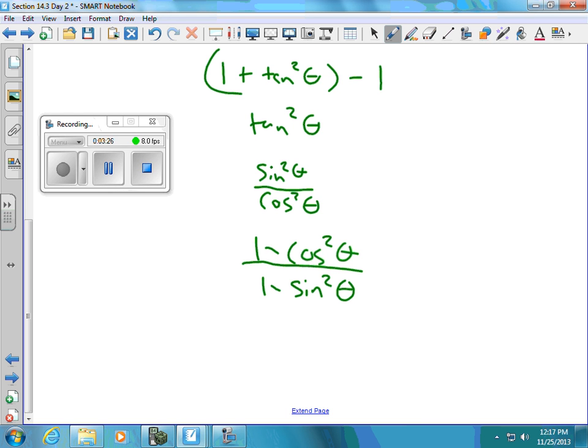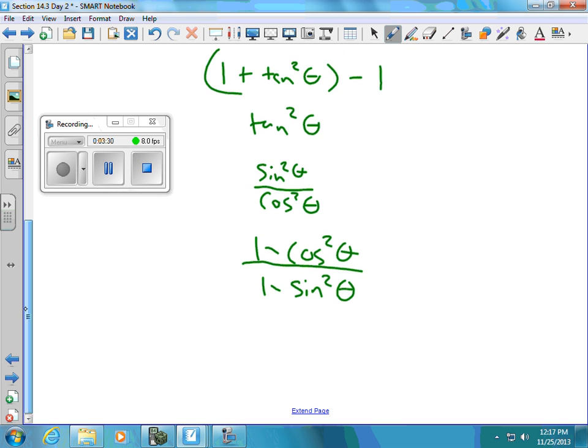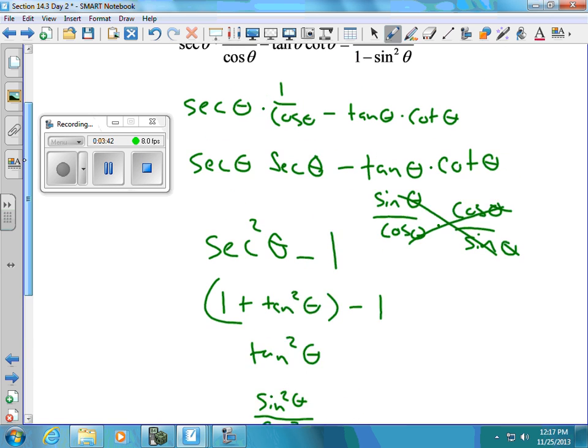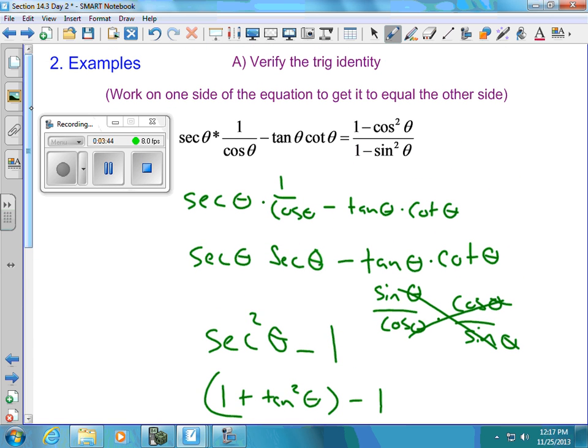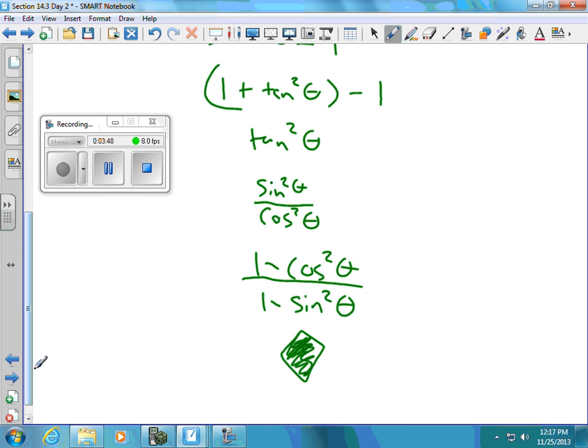And look, lo and behold, we have what we wanted. We've worked the left side and proved that it equals the right side. We'll put this little square down, and that tells us that we're finished. But that's what verifying is. We simplify one side, work it out so that it ends up at the other side of the equation.